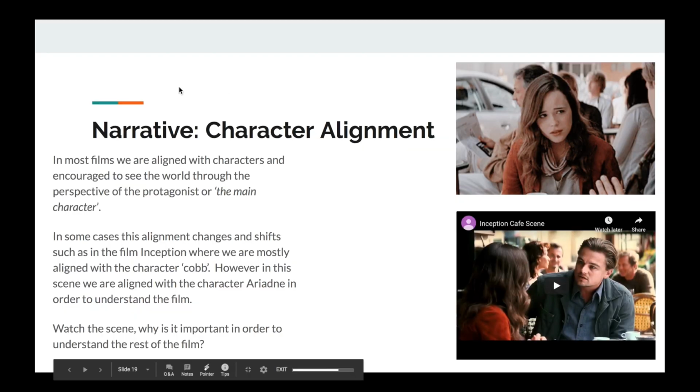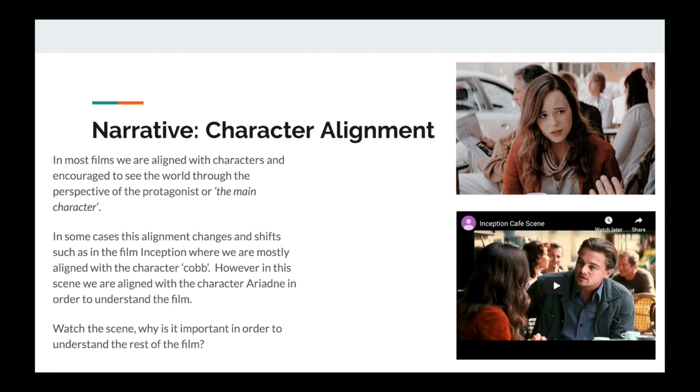Okay, so I'm sure you'll agree, pretty impressive stuff. So the two characters, Ariadne, who is the lady on the left, and Cobb, who is Leonardo DiCaprio, the character on the right, are the two main characters of the film.